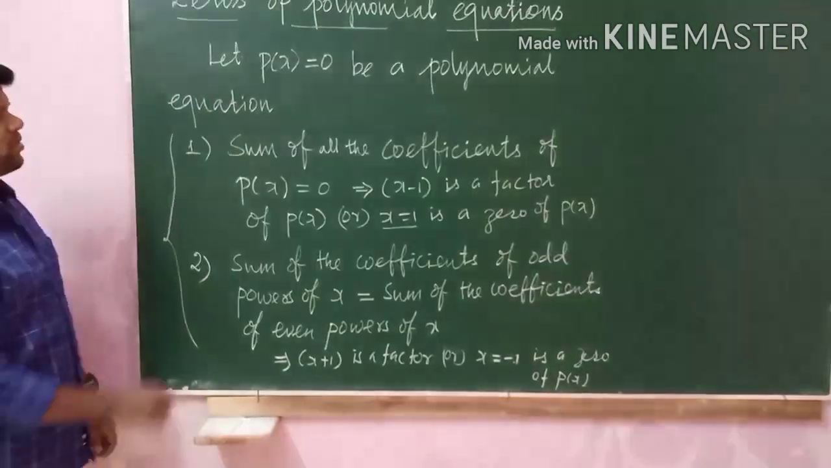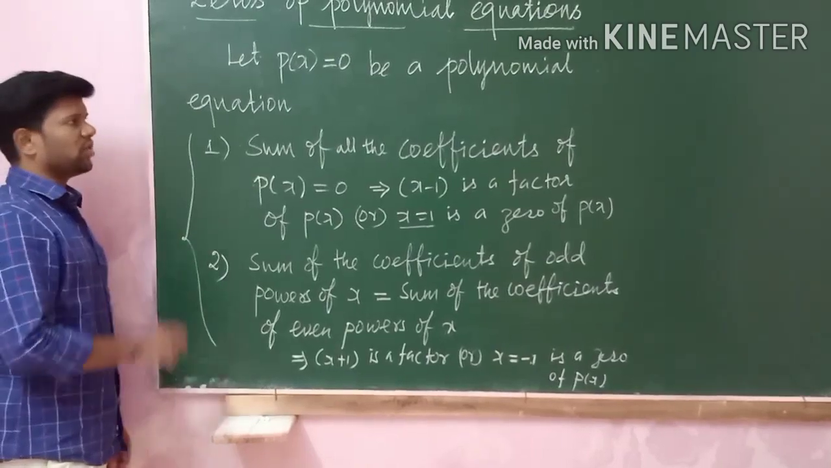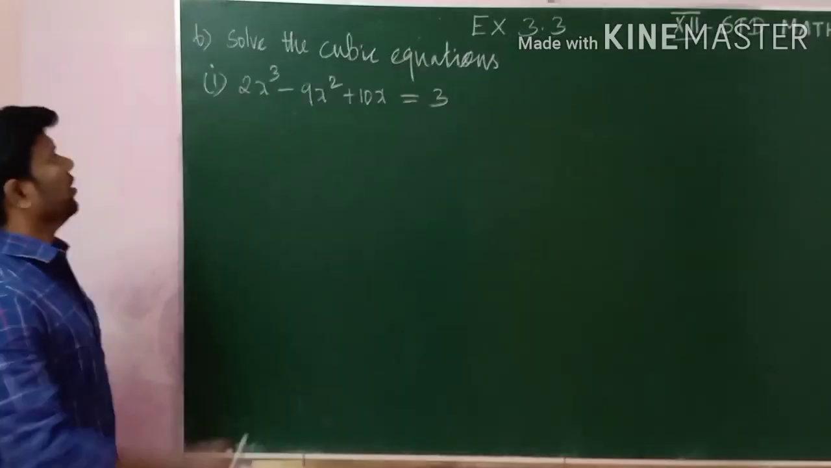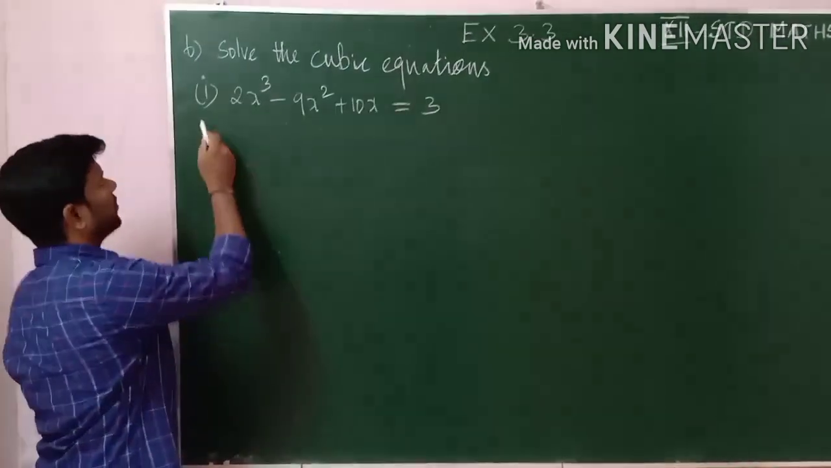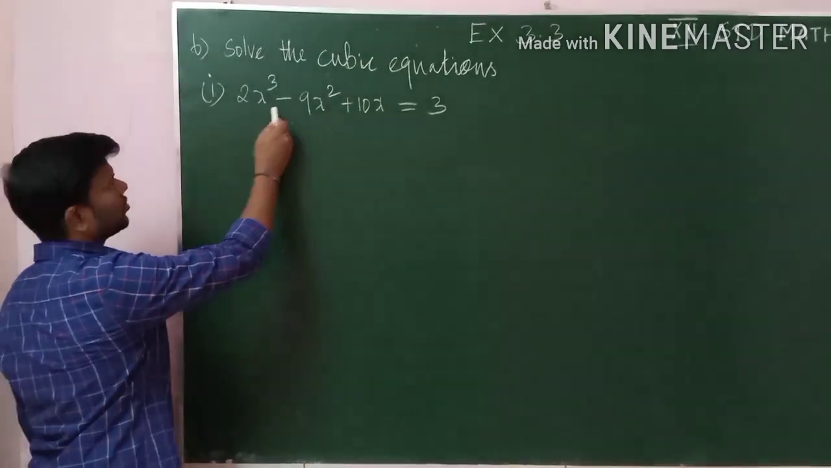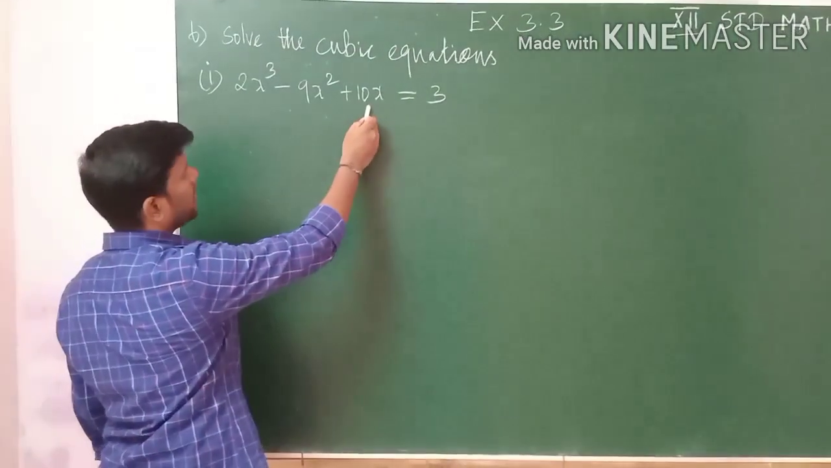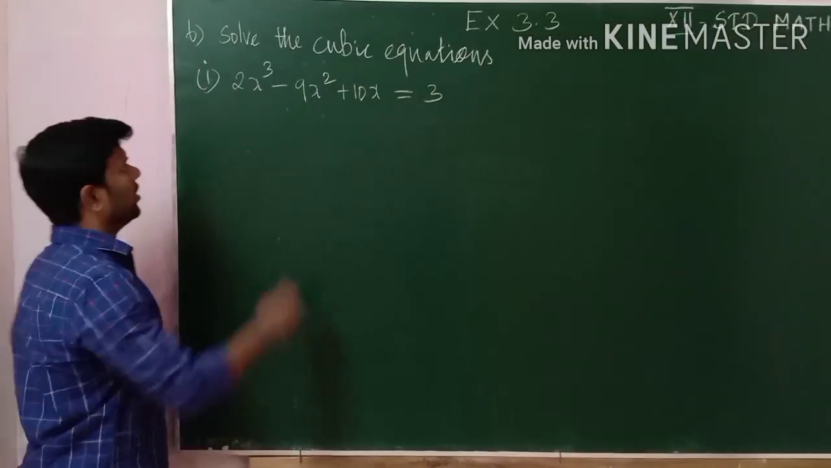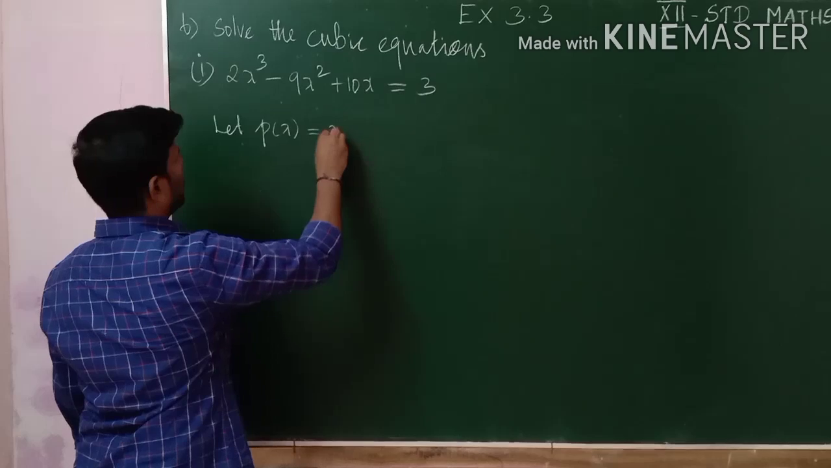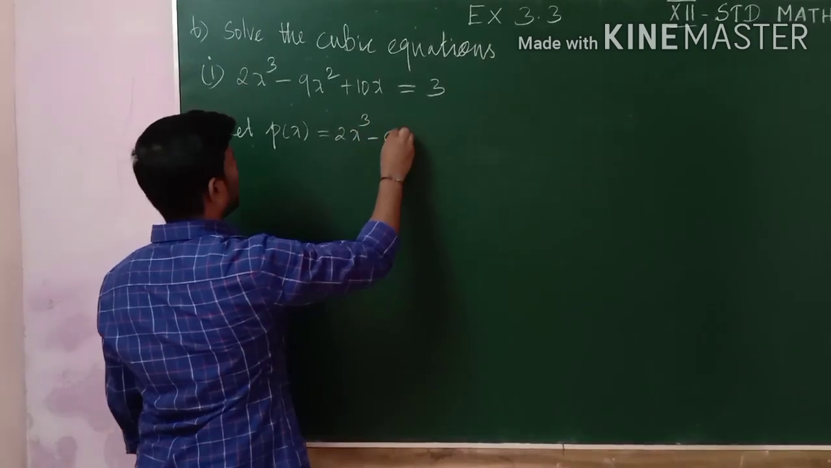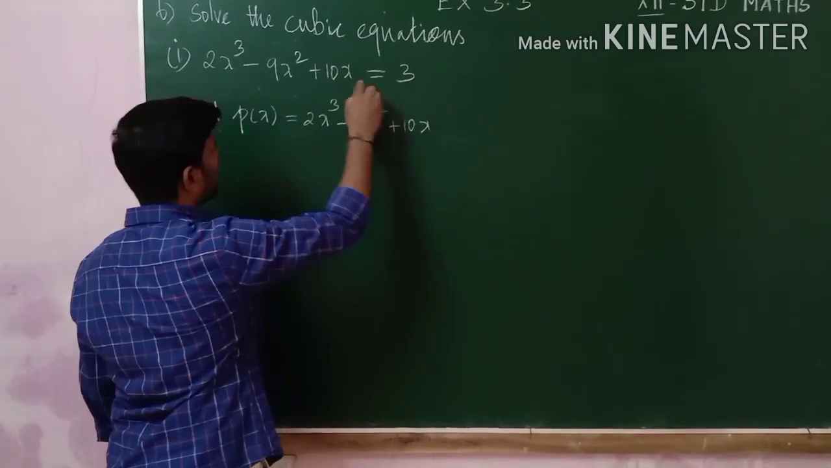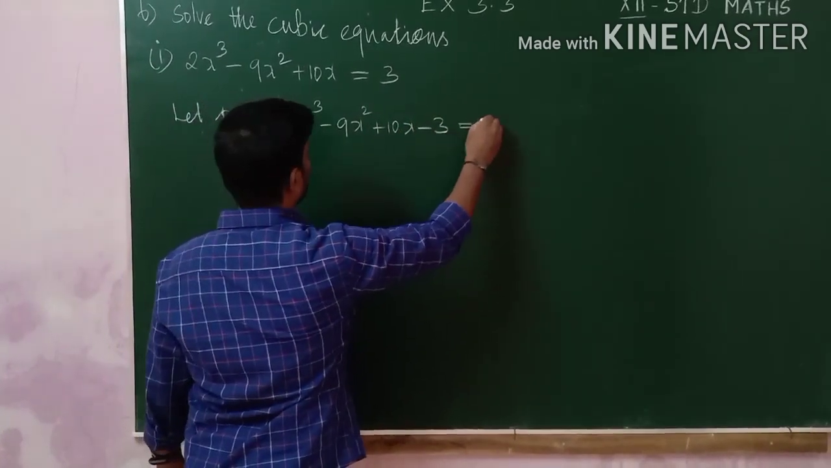So using these two properties, now we can solve the two problems. Now exercise 3.3, sixth question. Solve the cubic equations. First part, second part we will do later. Solve the cubic equation 2x cube minus 9x square plus 10x equal to 3. So I take, let p of x is equal to 2x cube minus 9x square plus 10x plus 3 inside and the minus 3 equal to 0.